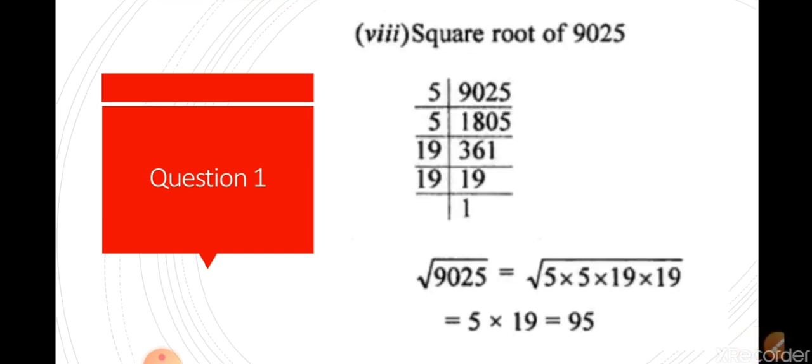Again, question number 1, 8th one, 9025. 9025, first it will go with 5, again 5, then 19 and then 19. Now one pair of 5 and one pair of 19, 5 into 19, 95.